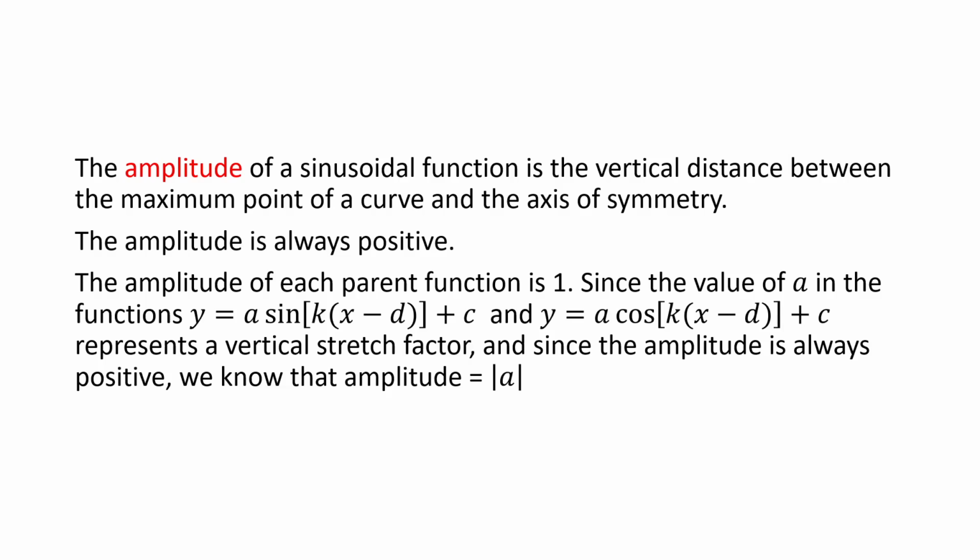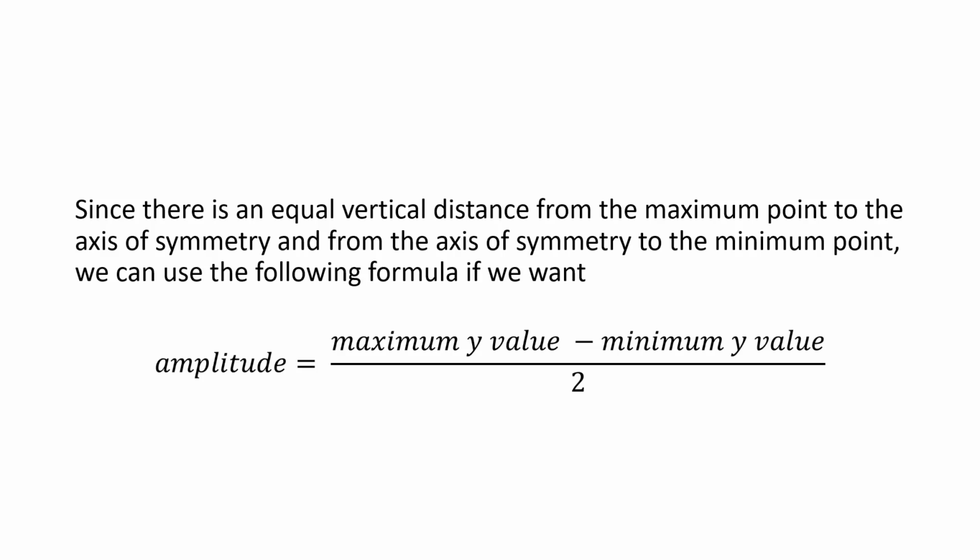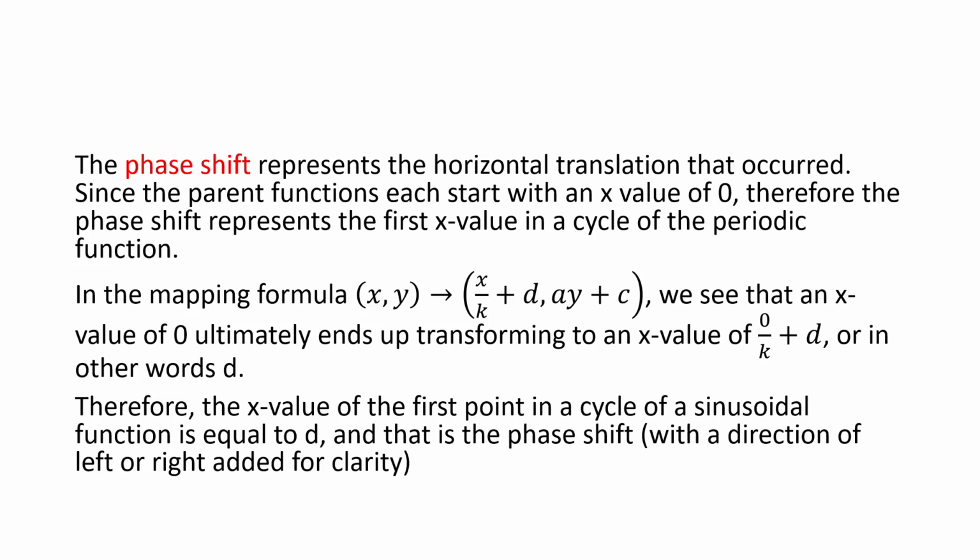Now, since the value of a represents a vertical stretch factor, we can say that the amplitude will always be the absolute value of a. We say absolute value because the amplitude has to be a positive number. So we're going to remember that the amplitude is always equal to the absolute value of a. But the amplitude can also be the maximum y value minus the minimum y value, over 2. Going back to our example earlier, using sine x, the maximum y value is 1. The minimum y value is -1. Well, 1 minus -1, quantity divided by 2, is 1. That is the amplitude. So we see that formula works as well.